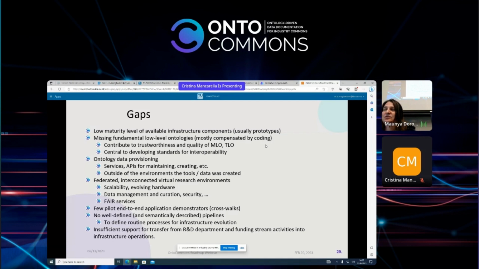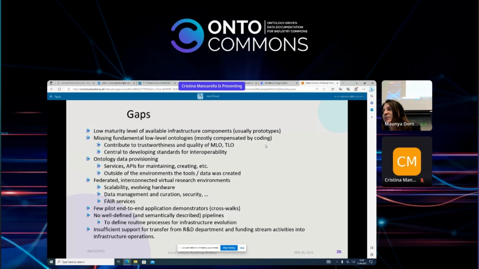Federated interconnected virtual research environment. This is also one of the topics that IOSC and the IOSC Association try to address in their efforts. We want to go towards scalability and especially address the issue of evolving hardware, data management, and curation. This is, of course, of uppermost importance. We've heard this morning from Evgeny that we need end-to-end applications and examples to show how things work, and also a description of these end-to-end applications so that they can be translated to different areas.